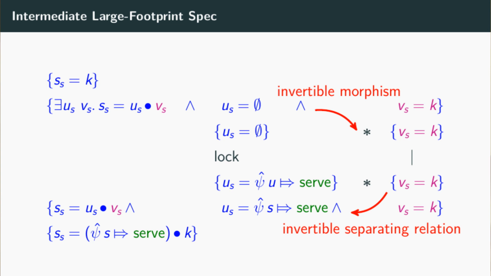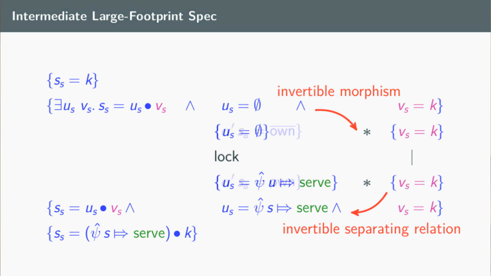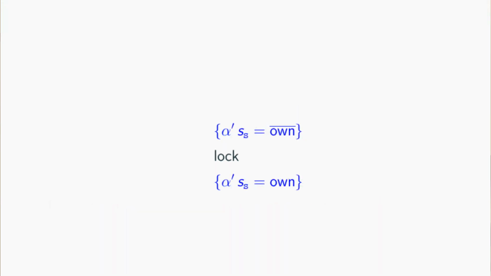In the beginning of my talk, I mentioned the ownership PCM. Ideally, we would like to have specification of lock in terms of the ownership PCM rather than ticket map. We can utilize a morphism alpha prime from ticket map PCM to ownership PCM to transform the intermediate specification into an abstract one. The question is, how do we define such morphism? We do it in steps.